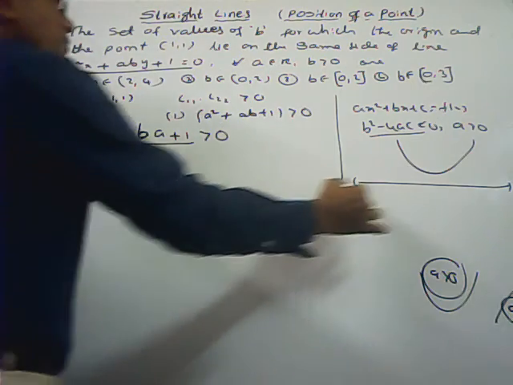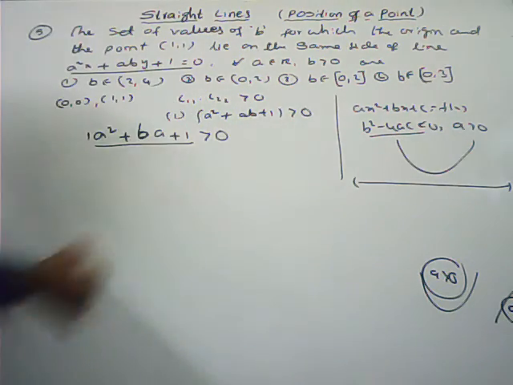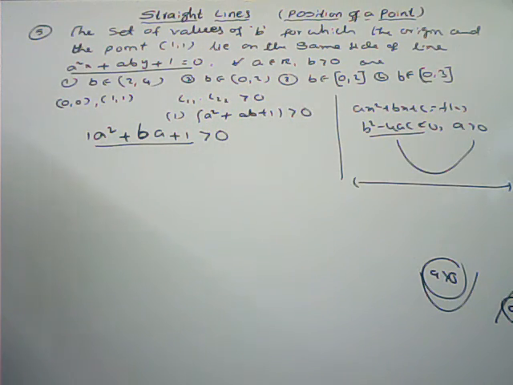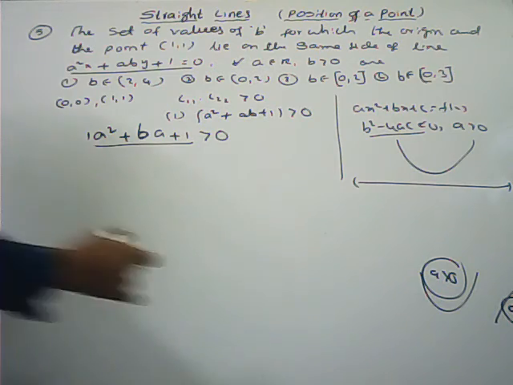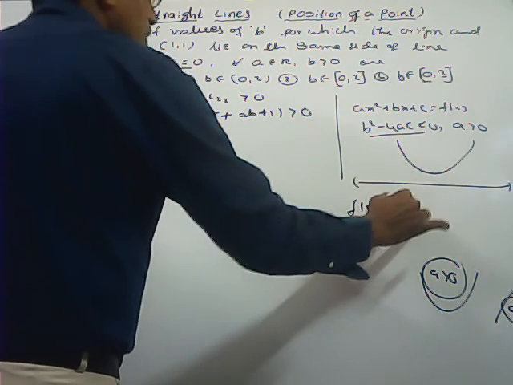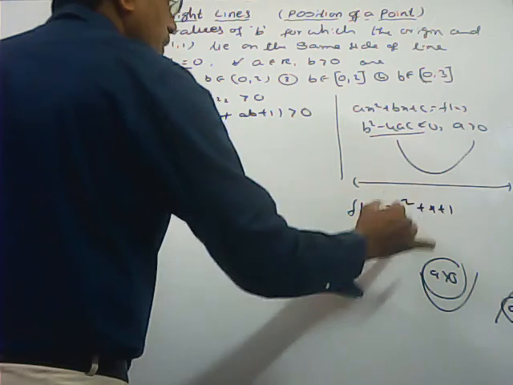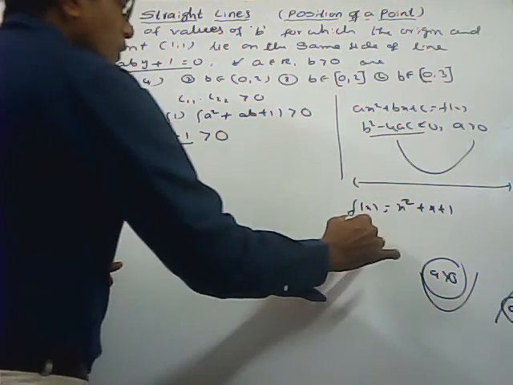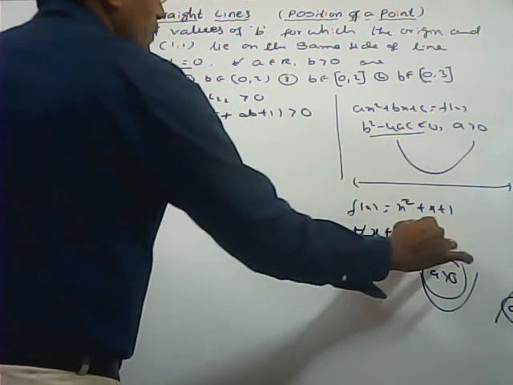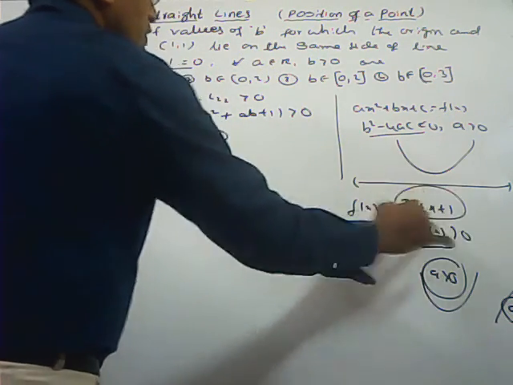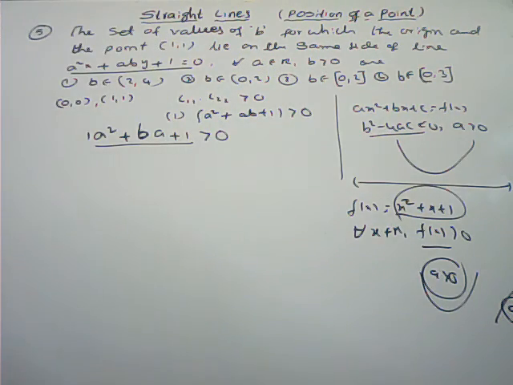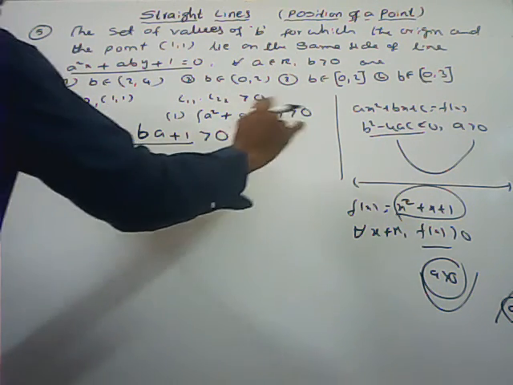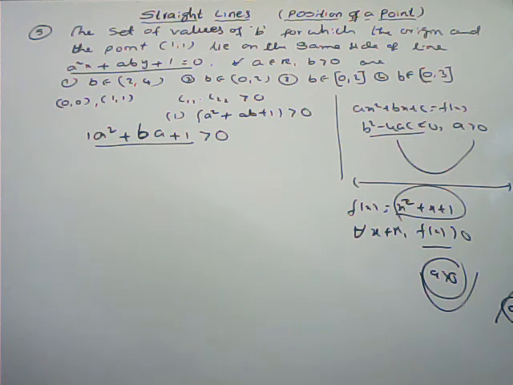So for every x belongs to R, what about f of x? Greater than 0. x square plus bx plus c always takes positive values only. For example, f of x equals x square plus x plus 1. Here the x square coefficient is positive and b square minus 4 is less than 0. For every x belongs to R, f of x is greater than 0. You can substitute any real value in the place of x, you will get a positive value. That is the concept of the sign of a quadratic expression.